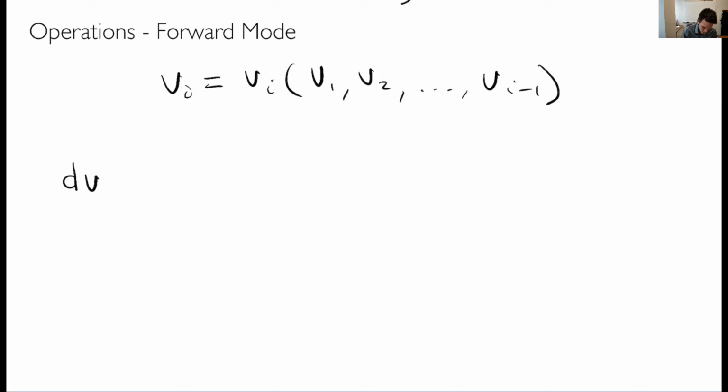What I want at the end of the day is the derivative of my output, say Vi, with respect to some Vj. It might be V1, but it's one of these. At the end of the day, it's going to be some X that I care about. It may be this one, but it may be some other one. I don't know. So I want some derivative there.